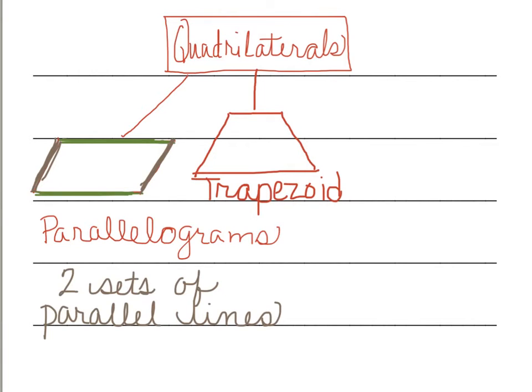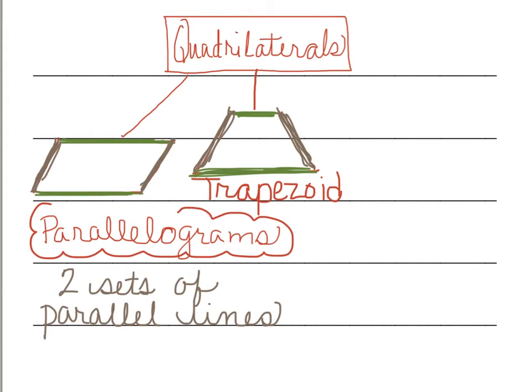Now, can you tell the difference between the trapezoid and the parallelogram? Hopefully it jumped out right away at you that it only has one set of parallel lines. Those lines are parallel. If you look here and here, those are not parallel. So, parallelogram has two pairs of parallel lines, where a trapezoid has only one pair of parallel lines.